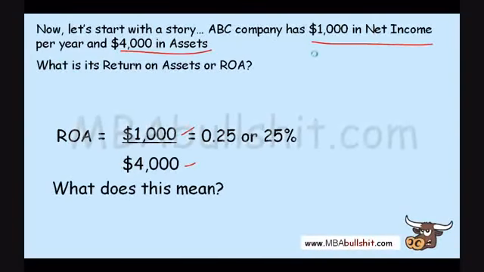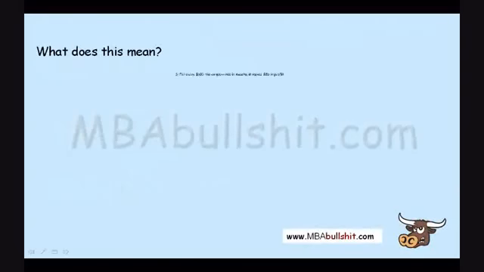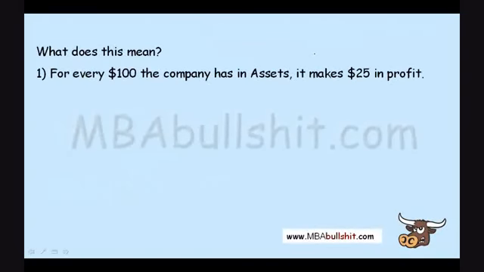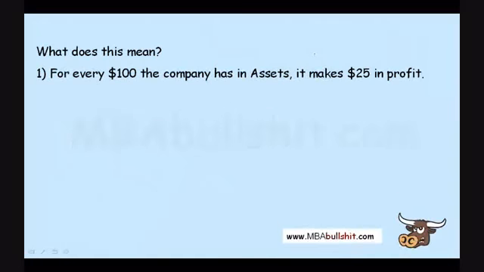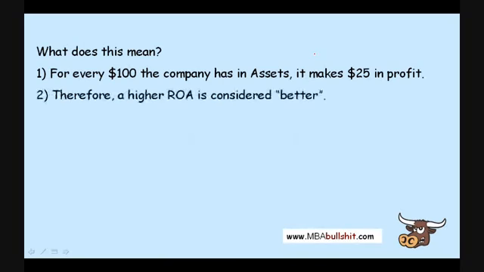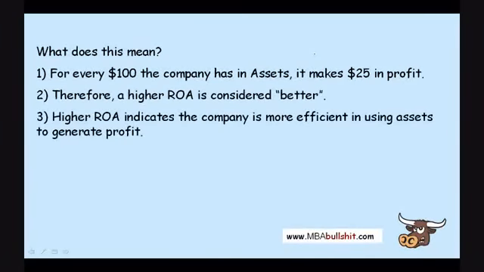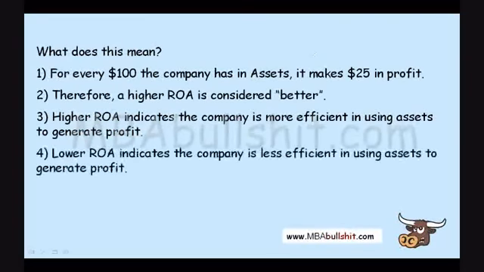What does this mean? Well, this means that for every $100 the company has in assets, it makes $25 in profit per year. Therefore, a higher ROA is considered better. The higher ROA indicates that the company is more efficient in using assets to generate profit. A lower ROA indicates that the company is less efficient in using assets to generate profit.